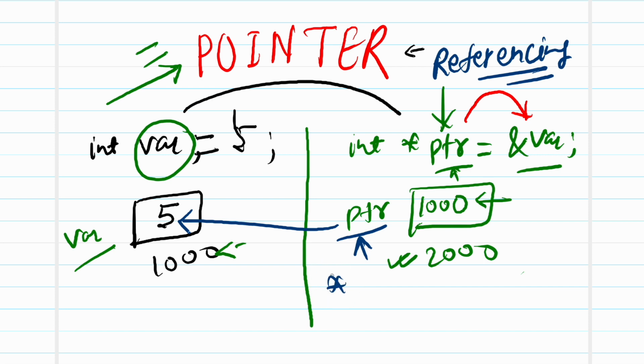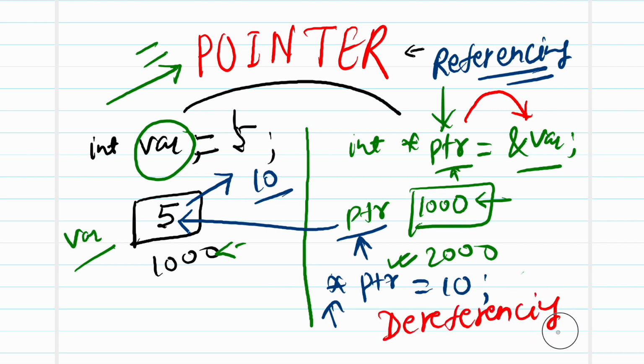And how can you do that? You can do that with the help of the asterisk operator or star symbol. If I write here *ptr = 10, then this value will be changed from 5 to 10. This is known as dereferencing.